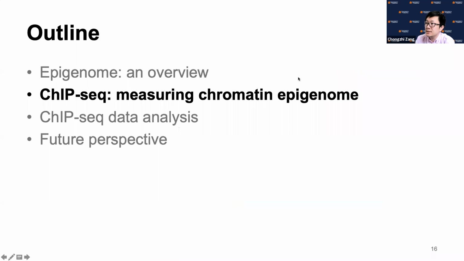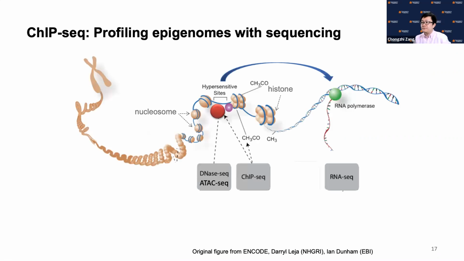Yeah, so this is about the background. And now I'll be talking about ChIP-seq technology of measuring chromatin epigenome. There are many different experimental techniques to measure the information of the epigenome, especially using next generation sequencing. Many of the techniques and the related data analysis tools have been introduced in your previous few lectures.